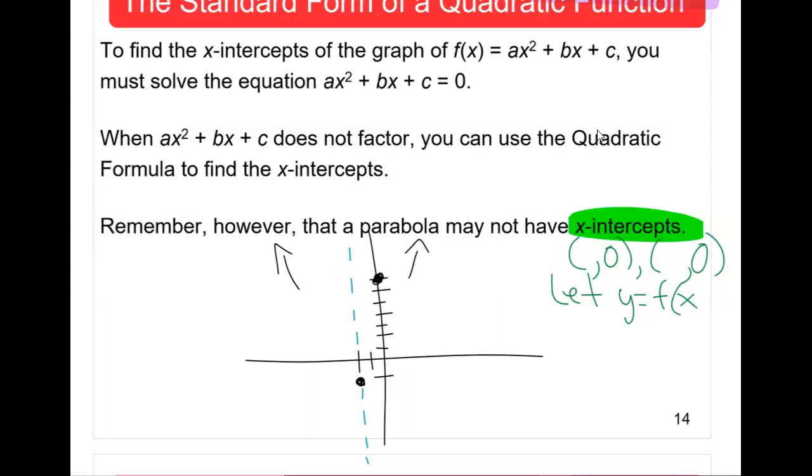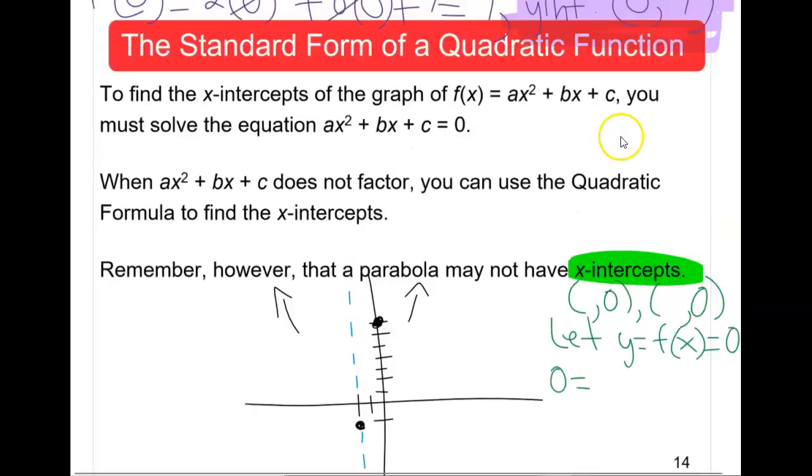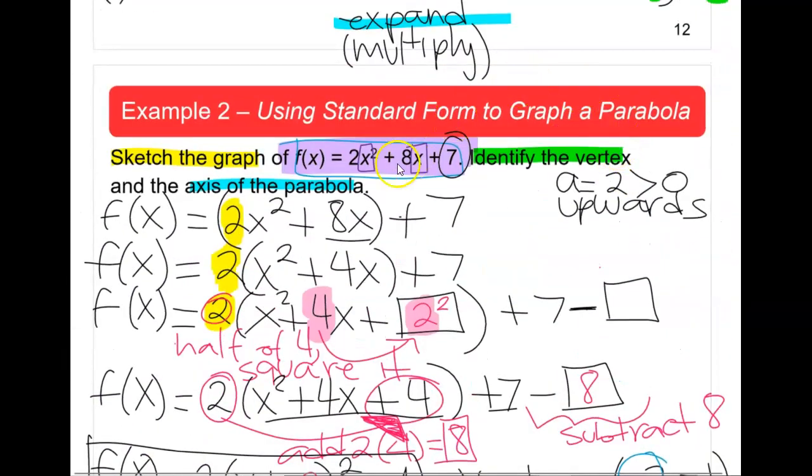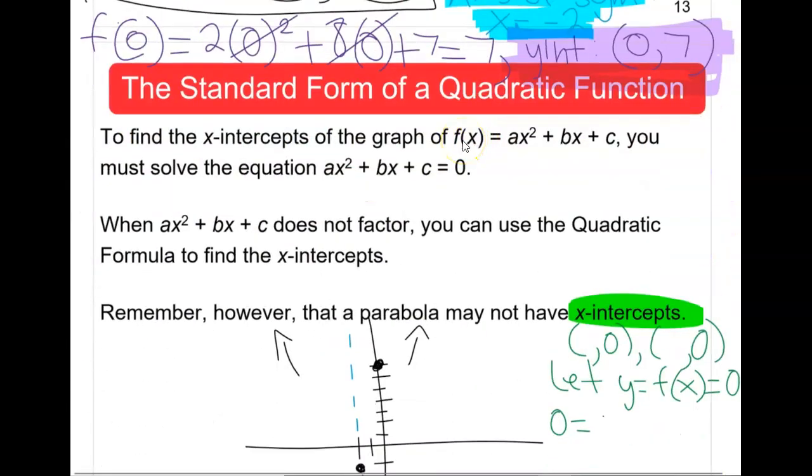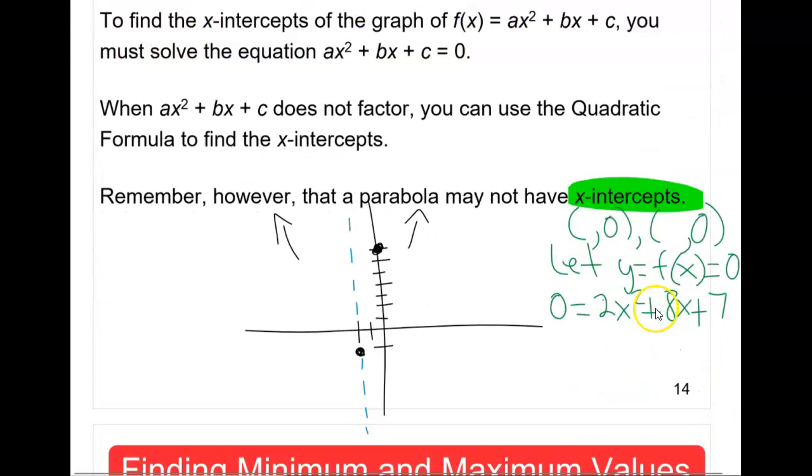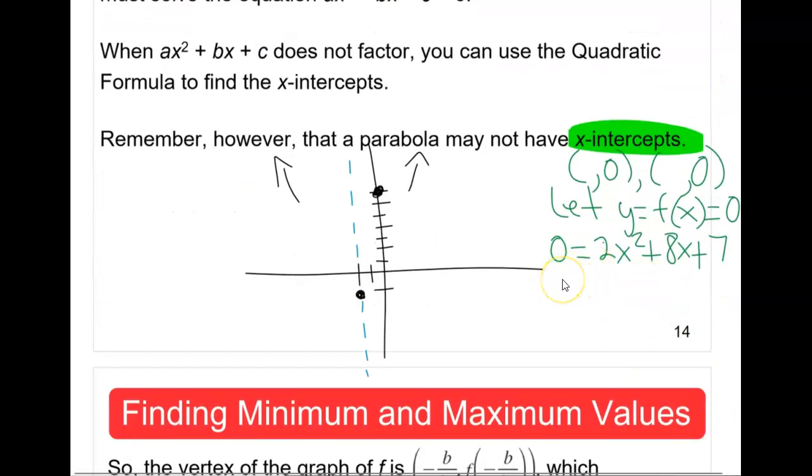Remember, f of x and y are both used for the output, so we let that equal 0. So if we use our same graph we had a 0, it's here. F of x equals 2x squared plus 8x plus 7. And we could try to factor it since we're equaling one side to 0. Let's see if we can factor it.